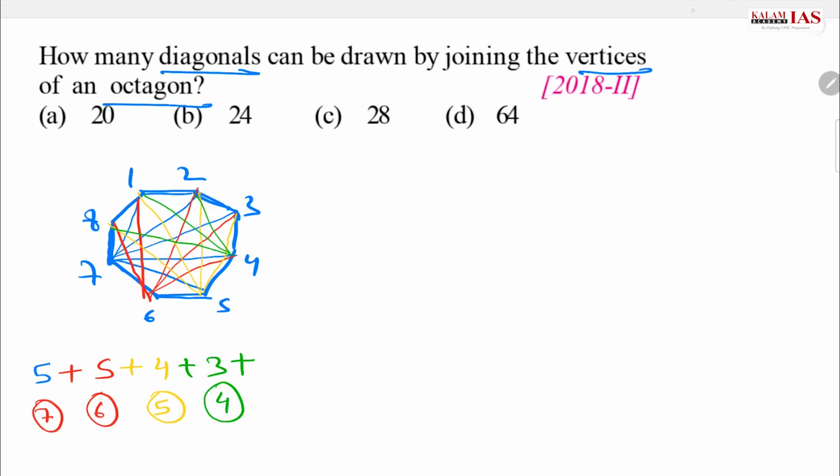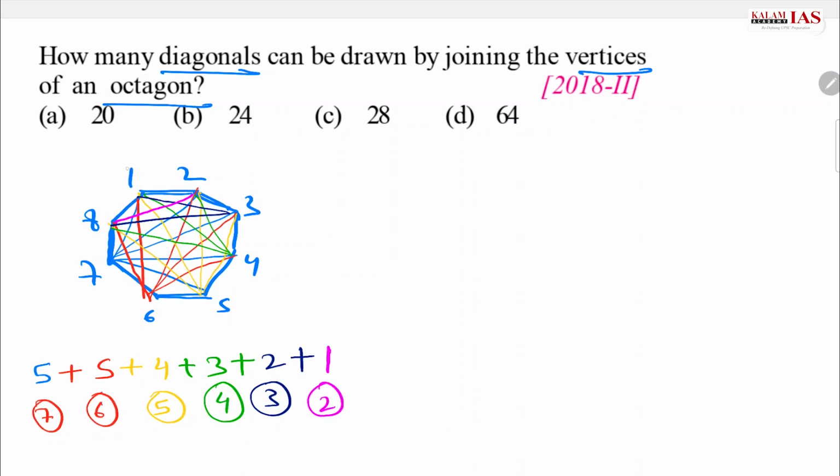Moving on, coming to vertex number 3. Now 3 to 5 is already there, 3 to 6 is also already there, 3 to 7 is also already there. Now 3 to 8 and 3 to 1, only 2 possible. And last, coming to vertex number 2. See, now 2 to 4 is there, 2 to 5 is there, 2 to 6 is there, 2 to 7 is there, 2 to 8 is the only one not there. So joining 2 to 8, only one possible from vertex number 2.